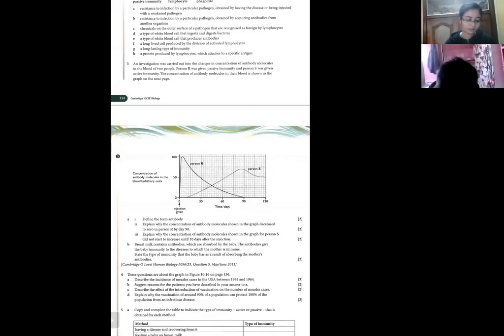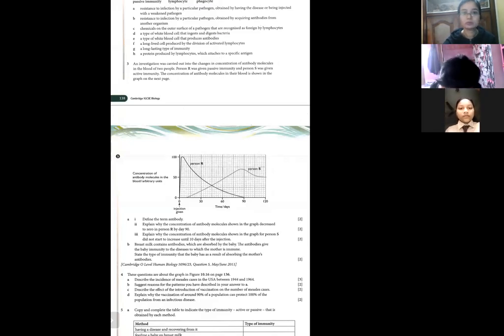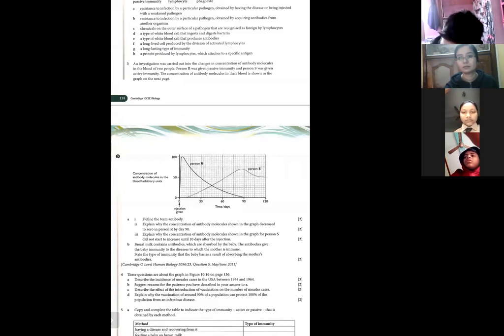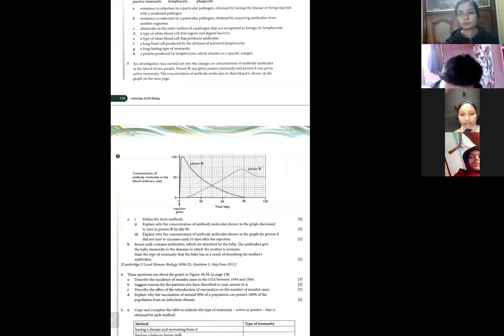The concentration of antibody molecules shown in the given graph decreases to 0 in person R.